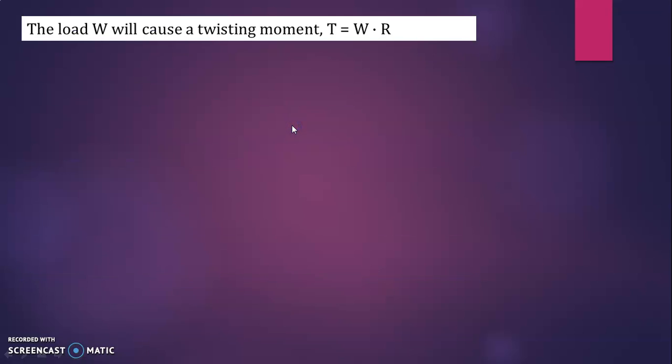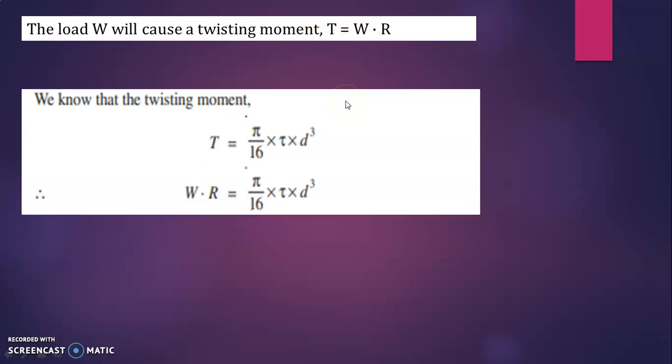What happens here? First, because of the load, it causes a twisting moment. Like in bending there is a bending moment, in springs there is a twisting moment that is given by T is equal to W into R. Same thing like bending force into perpendicular distance is equal to bending moment. Like that, here twisting moment T is equal to W, load, into R. R is radius here. In bending it was the perpendicular distance; here it is radius. So you should know that twisting moment is given by the formula T is equal to W into R.